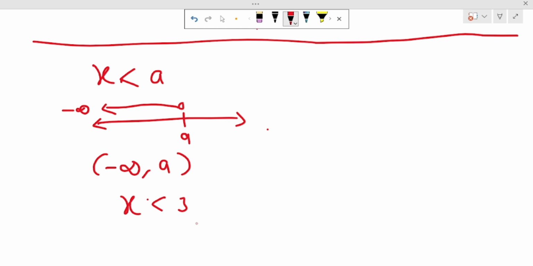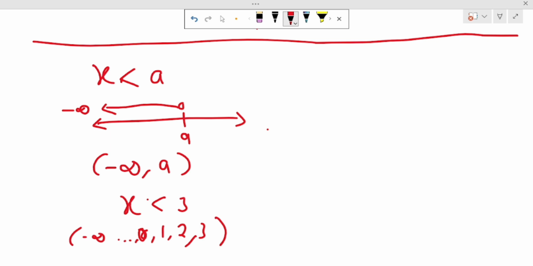So we will have 3, 2, 1, 0. Then we'll go out to negative infinity, right? So this is 0 to negative infinity. So this is how we go about the intervals.